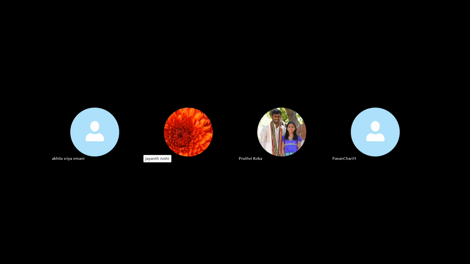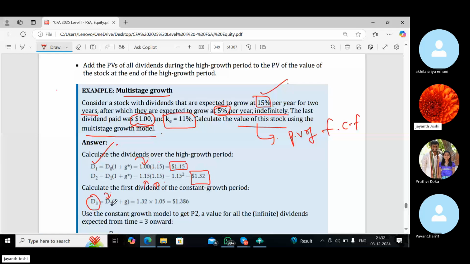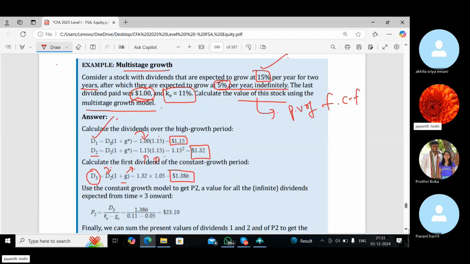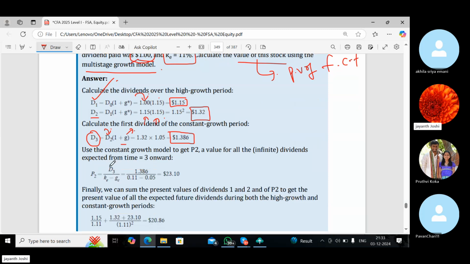Why am I finding the dividend for the third year? Because after that it is going to grow at a constant rate of 5%. The dividend for the third year is nothing but the dividend for the second year times 1 plus the growth factor of 5%, the constant growth, which is going to give you the dividend of 1.386. Now I'm going to take this as my future value.